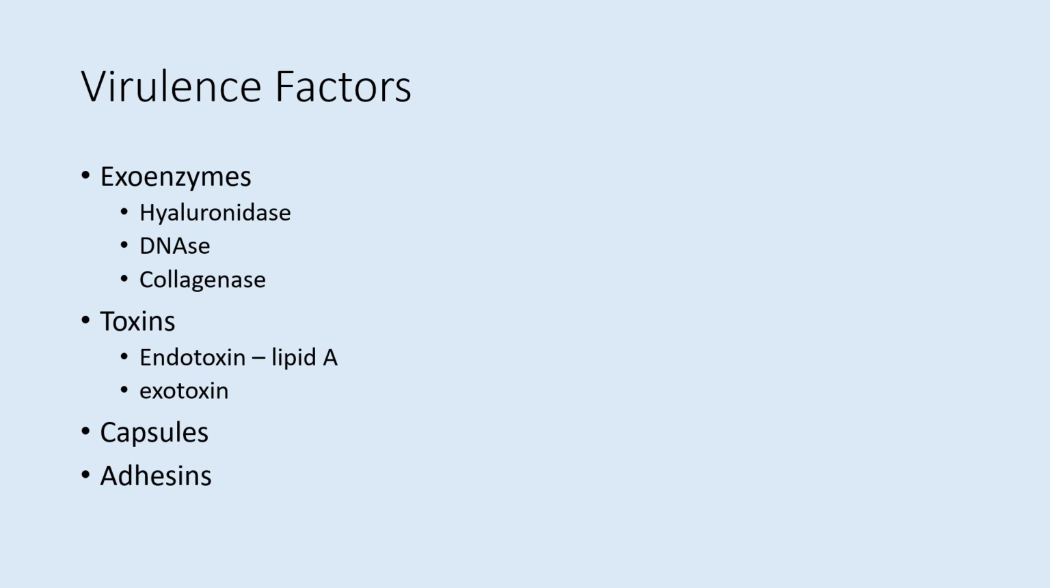Toxins. There are different types of toxins. There's endotoxins such as lipid A that is made by gram-negative bacteria, and then several bacteria make exotoxins. You also have capsules and adhesions.